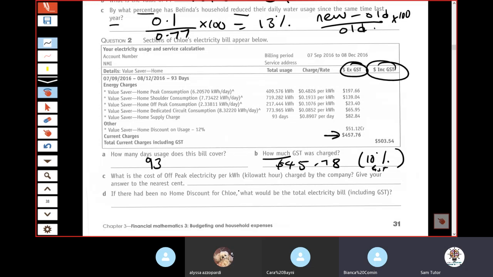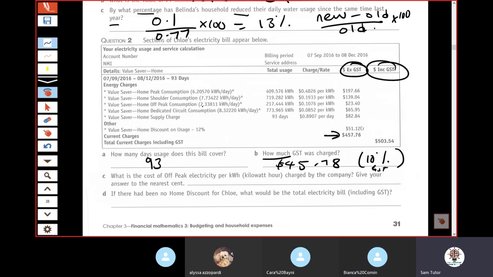Charged by the company. Give your answer to the nearest cent. All right, what's the answer? Well, it says it there, so it's 2.33. Yeah, that one there. So that's the off-peak kilowatt hours per day. So what is the cost of off-peak electricity per kilowatt hour?